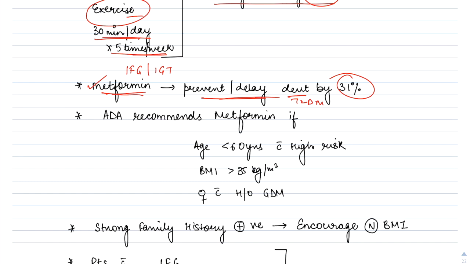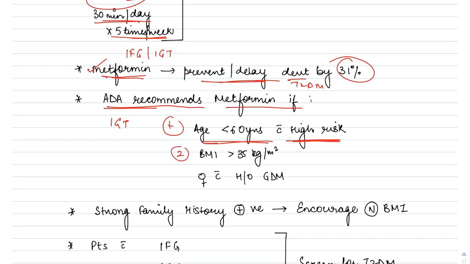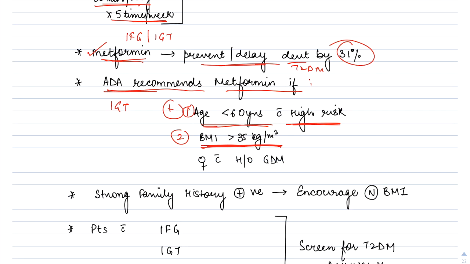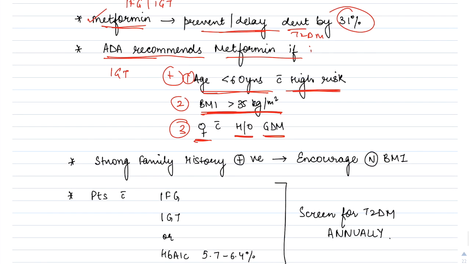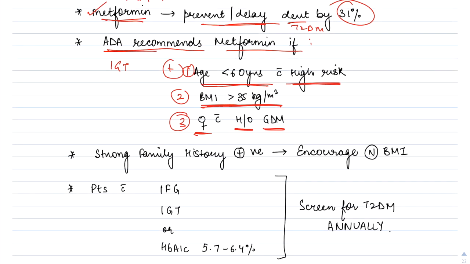Although metformin is not used in all patients for the delay of diabetes, the ADA, American Diabetes Association, recommends metformin if the patient has impaired glucose tolerance, plus first, the age of the patient is less than 60 years with a higher risk. Second, the patient has a BMI of more than 35 kilograms per meter square. And third, the patient is a female who has a history of gestational diabetes in her previous pregnancy. So these are the indications to start metformin if the patient has impaired glucose tolerance with the following risk factors.